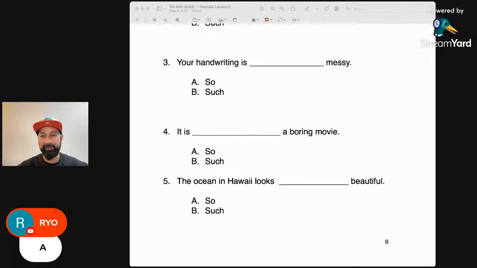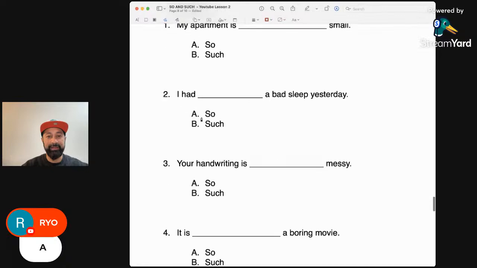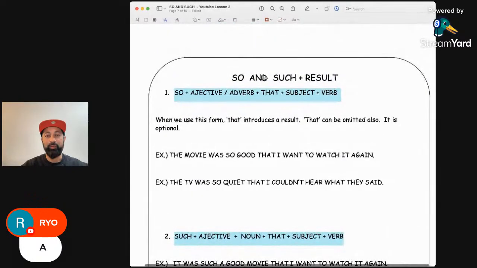We needed to review this because we're going to use this in today's lesson as well. But today we're going to make our sentences longer. We are going to be making sentences with so and such, but we're also going to be including a result, follow-up information after so and such. So if we look at today's grammar, we are going to be using so and such plus a result.